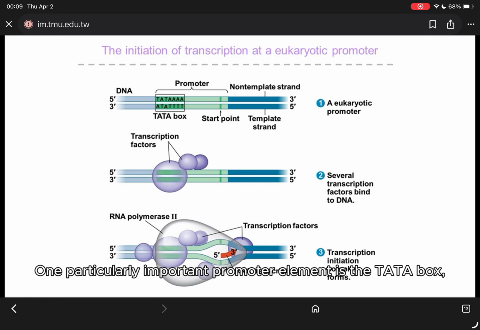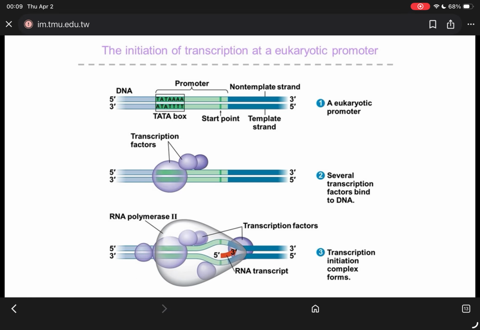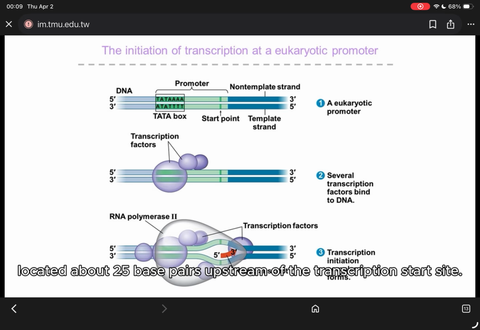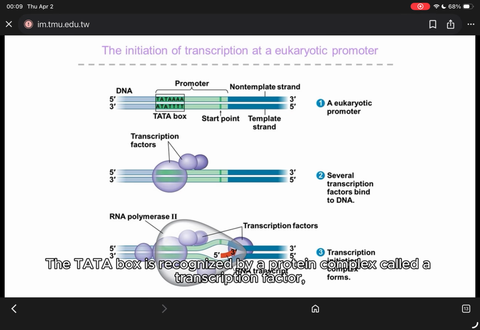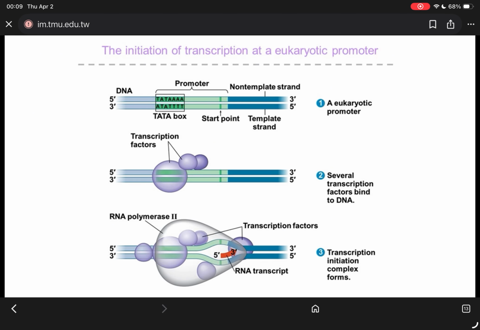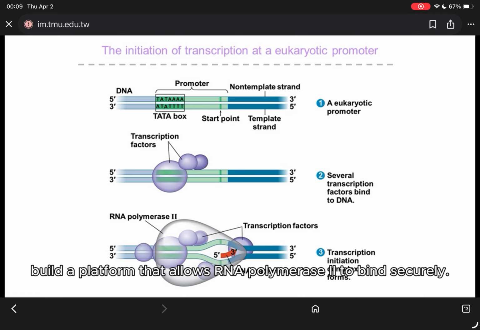One particularly important promoter element is the TATA box, located about 25 base pairs upstream of the transcription start site. The TATA box is recognized by a protein complex called a transcription factor, specifically the complex TFIID. Once TFIID binds to the TATA box, it recruits additional transcription factors. Together, these factors build a platform that allows RNA polymerase II to bind securely.